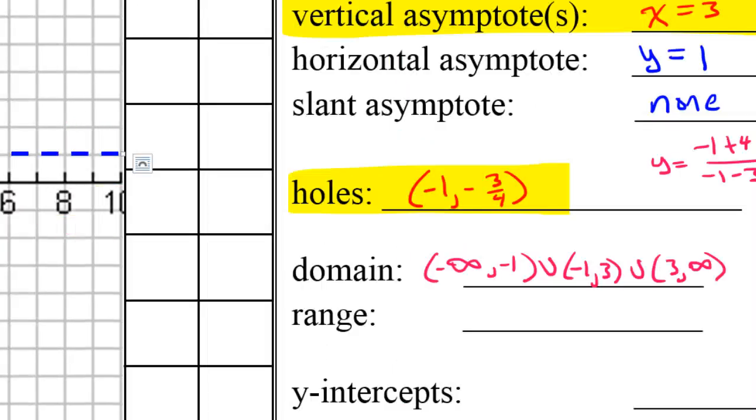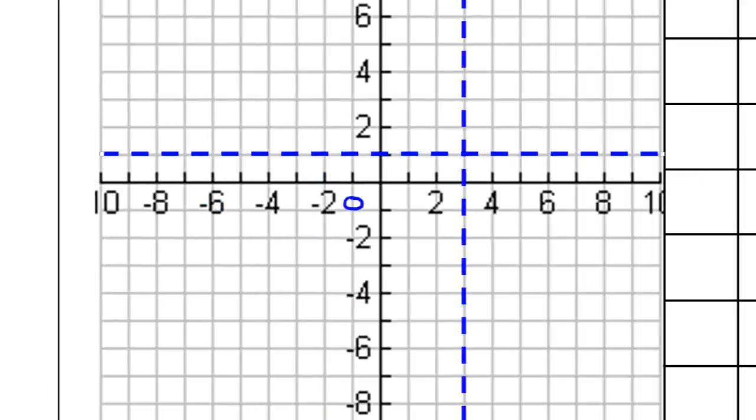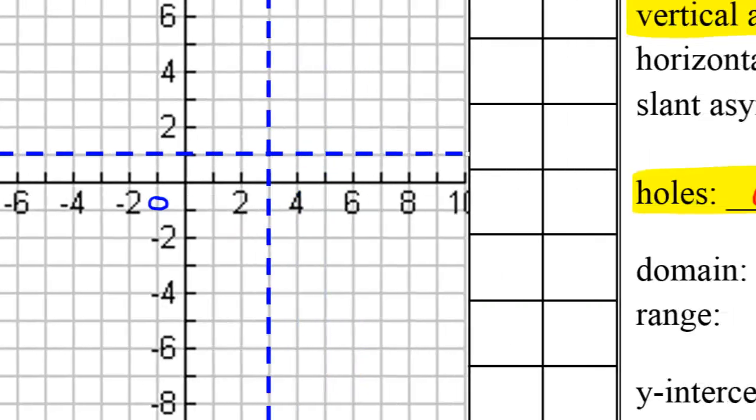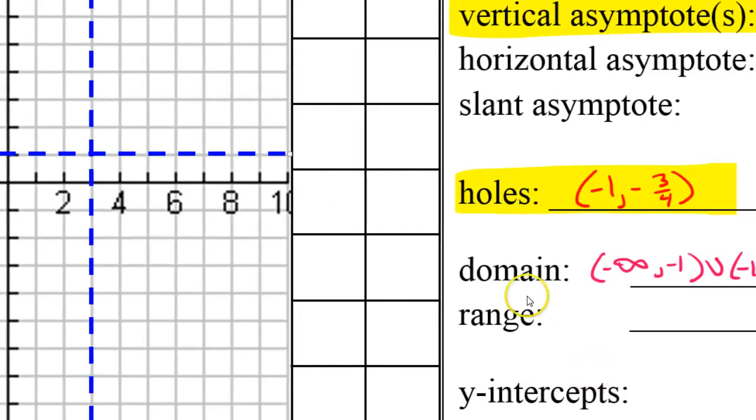Alright, also we have a horizontal asymptote at y equals 1. So I went ahead and drew that horizontal asymptote. Okay, so the range can get a little bit more tricky than the domain. So I don't want to try to say the range without graphing it first, because sometimes it does strange things. Okay, so let's go ahead and plot some points now.